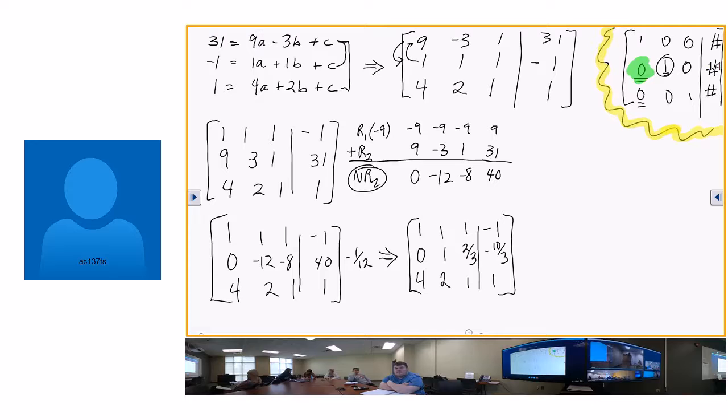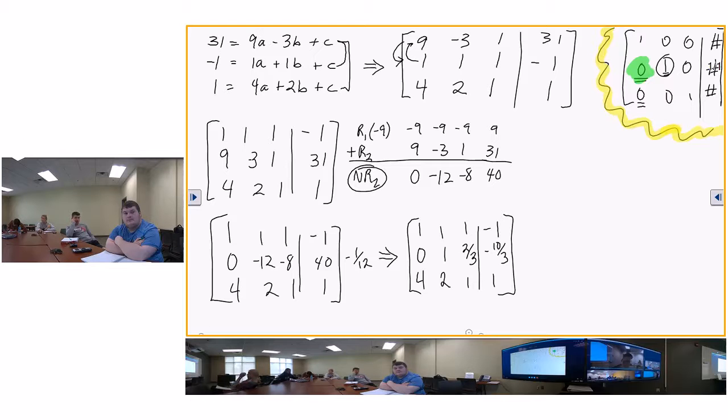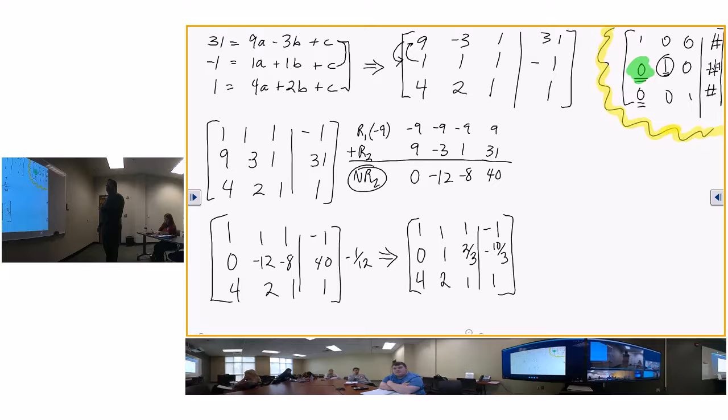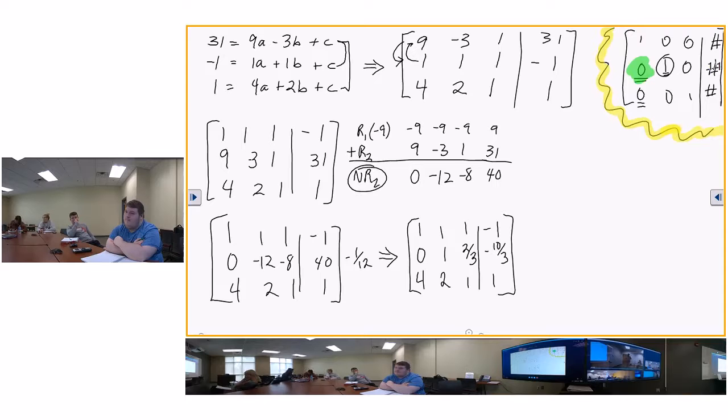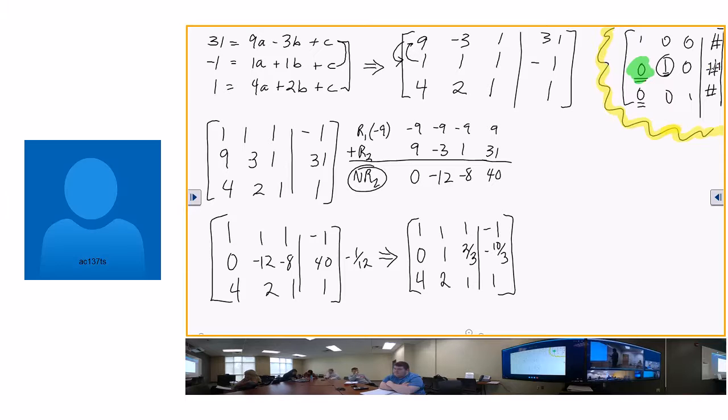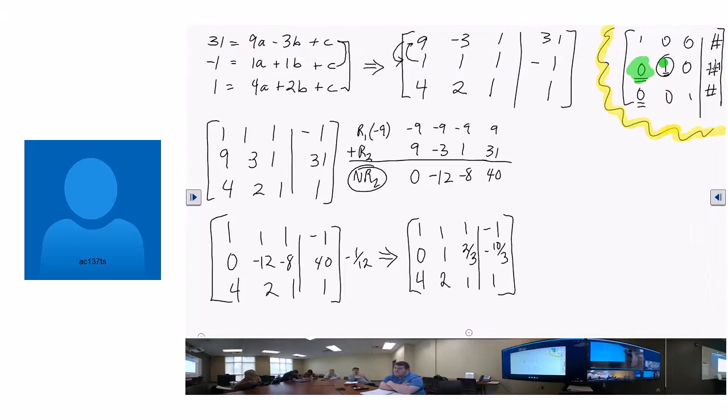So, what's negative 12 divided by negative 12? Positive 1. What's negative 8 divided by negative 12? Positive 2/3. It should be. And what's positive 40 divided by negative 12? It should be negative 10/3. Yeah. So now we've got this guy.